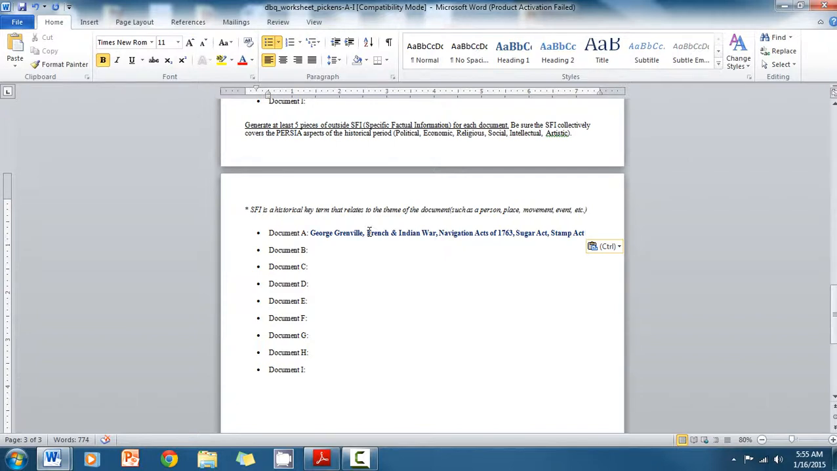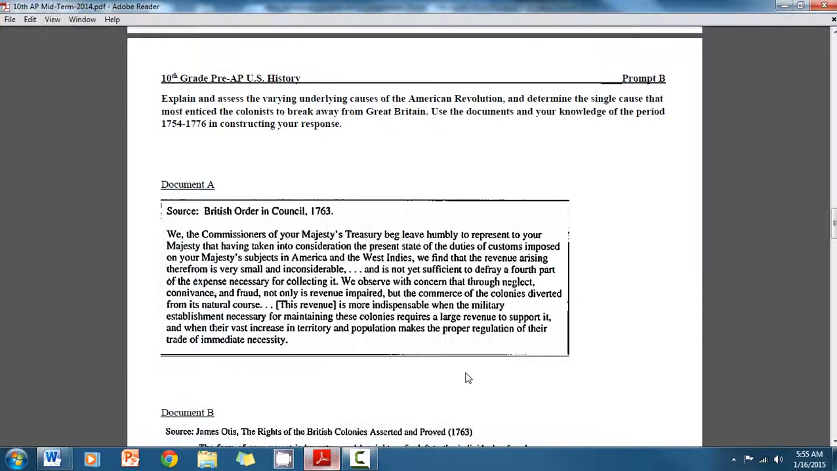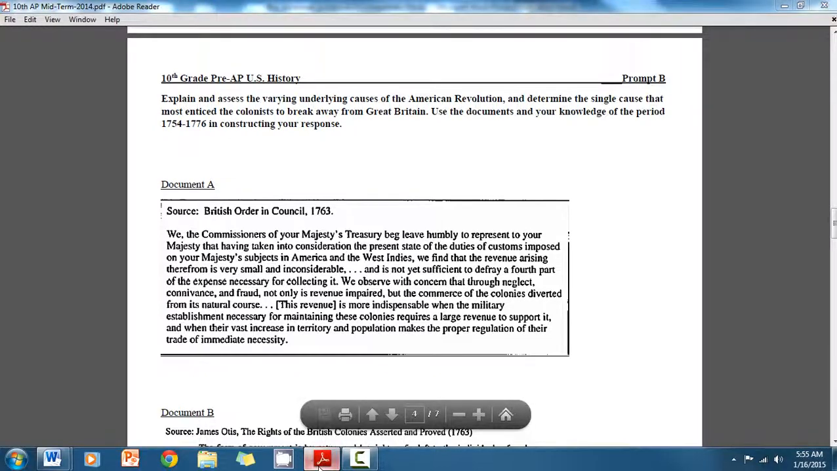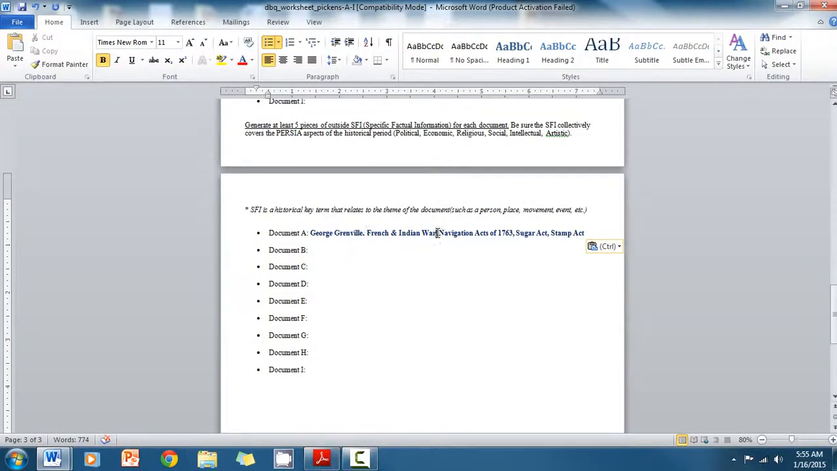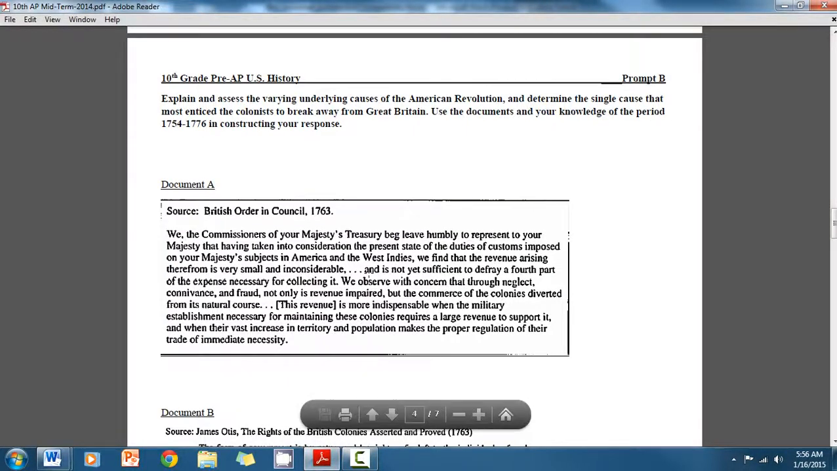Then I asked myself, okay, well, why has increased taxation occurred? Why is there a need for increased military protection as referenced in the document? Then that brought me to the French and Indian War. That's one of the reasons that there are increased taxes, because the colonists needed additional protection against the French and their Indian allies.